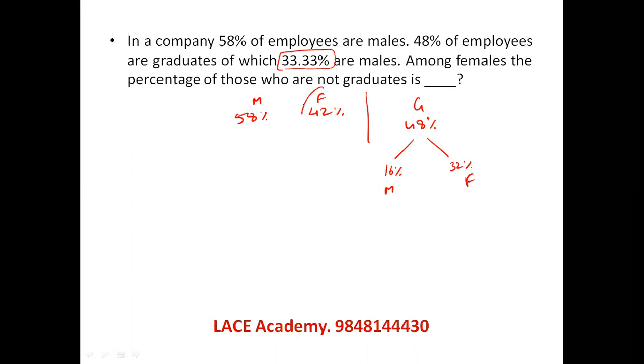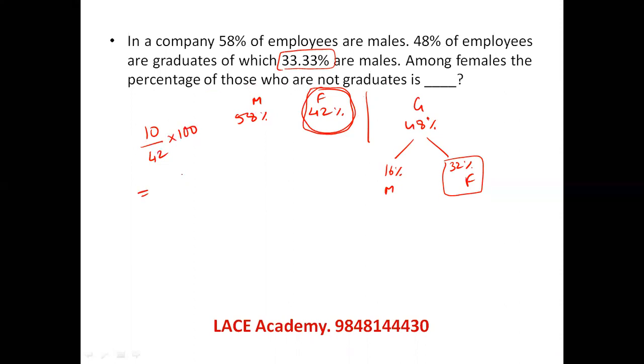Among females, among 42% females, the percentage of those who are not graduates. See, 32% females are graduates, total females are 42%, and not graduates are 10%. So that 10% out of the overall females, 10 out of 42, is what percentage it is asking.